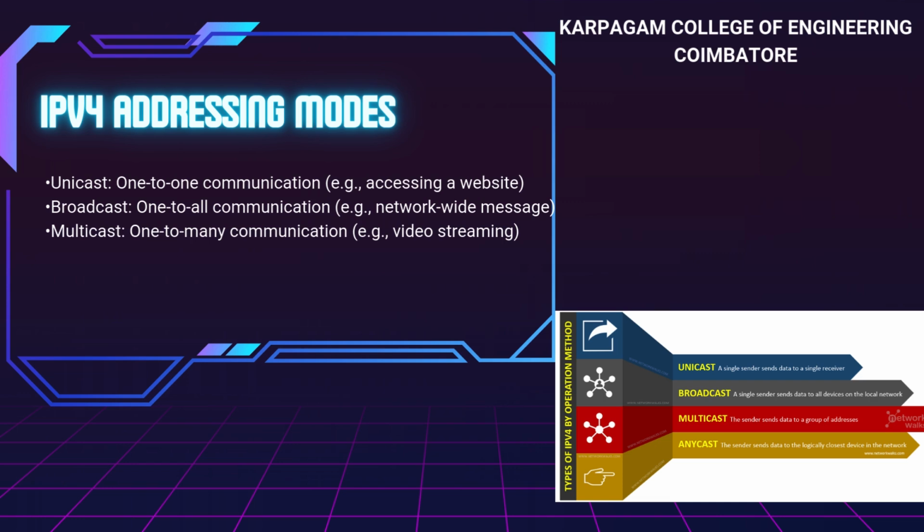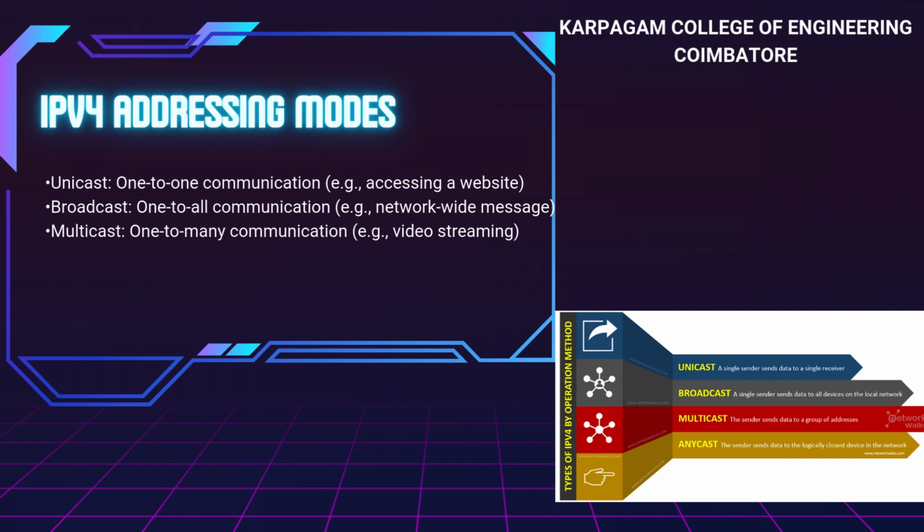Multicast is used for one-to-many communications. Instead of reaching everyone, it reaches only a selected group. It is common in live video streaming, online gaming, and conferencing, which are based on multicast communications.